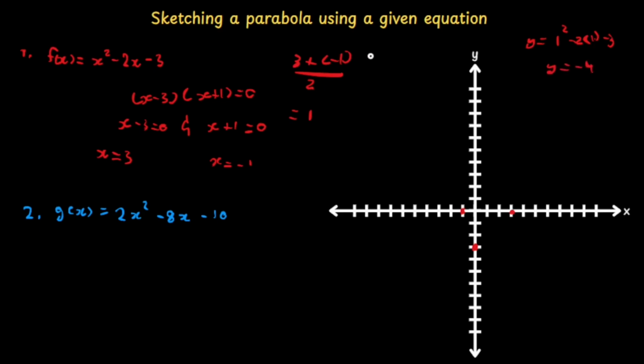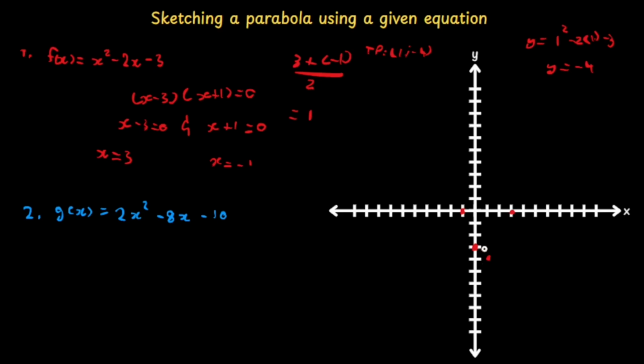And my turning point's coordinates would be 1 and negative 4. It really is quite simple. So I'm going to look for 1 on my Cartesian plane, and I'm going to look for a y value of negative 4, and I'm going to plot that in.